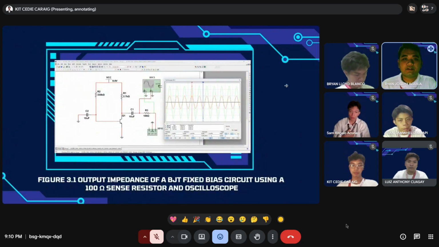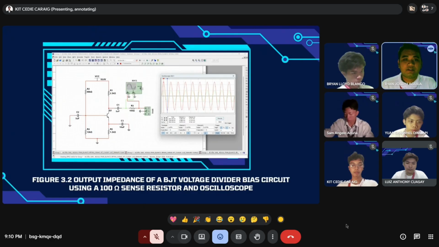Let's begin with figure 3.1. This shows the output impedance of a BJT fixed bias circuit. A small AC signal is applied to the base and travels through the collector and the 100 ohm sense resistor. Now if we look at the oscilloscope, we can see that the output signal is slightly lower than the source signal. This small difference indicates a minimal voltage drop across the resistor, and as a result, we can conclude that the circuit produces a relatively low output current. Next slide, please.